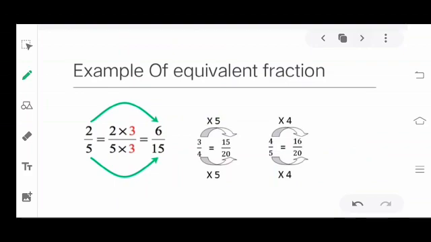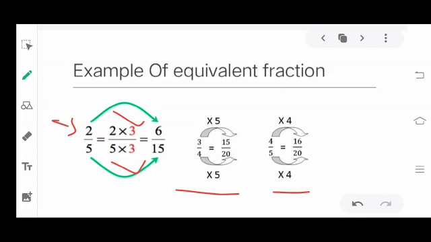So first of all, this is a quick review of equivalent fractions. Students, as you know, we have to multiply the same number with the denominator and numerator, so we get our equivalent fractions. Here you can see some examples of that. 2/5: when we multiply 3 with numerator and denominator, we get another equivalent fraction, and that is 6/15. You can see some other examples also given. We already learned these things in our previous class.